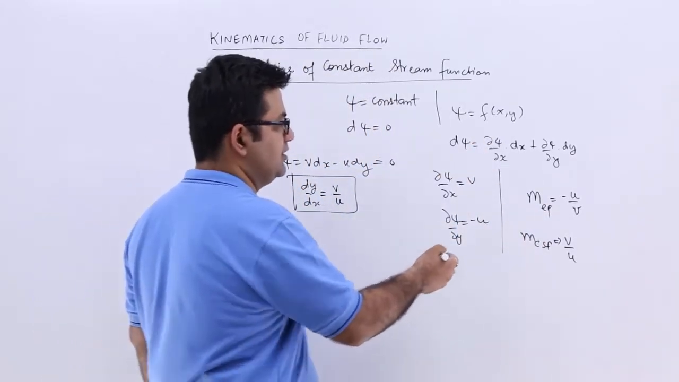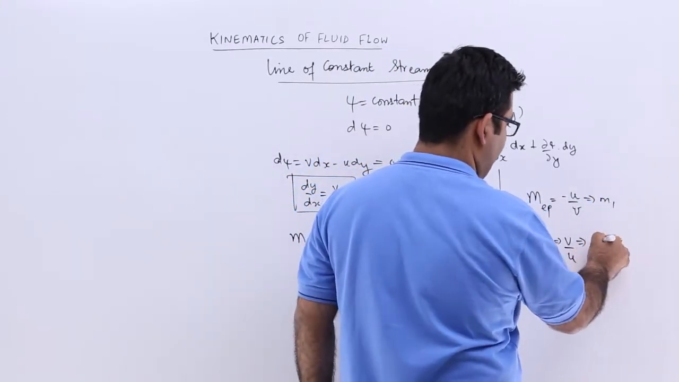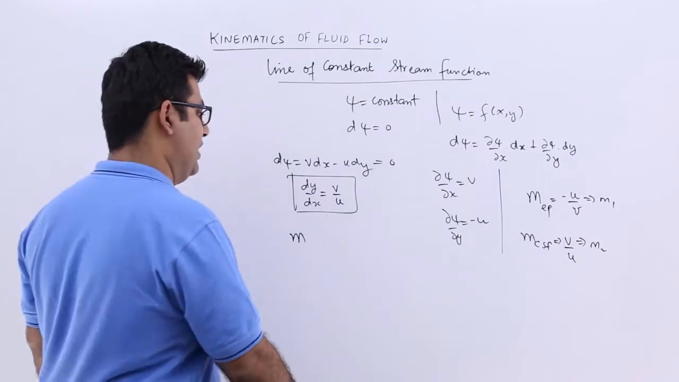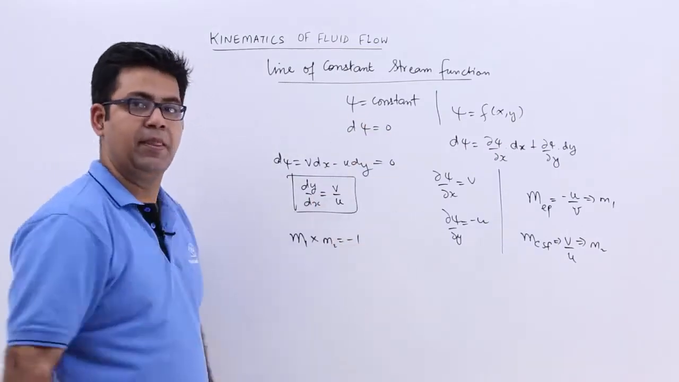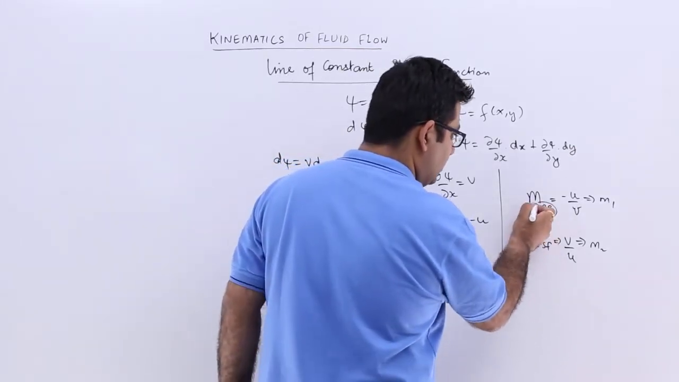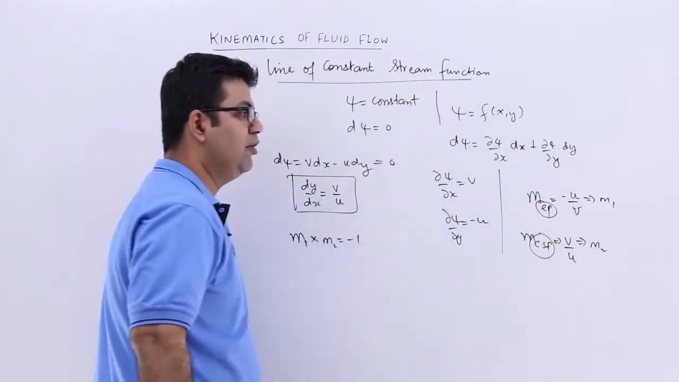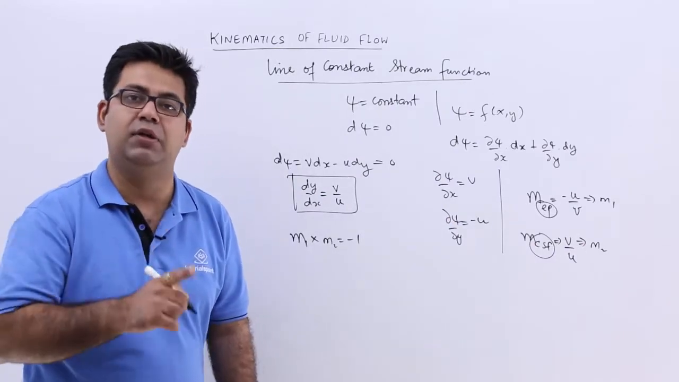So let me say this is m1 and m2. So m1 multiplied by m2 gives you minus 1. This means that the equipotential line and the line of constant stream function are perpendicular to each other.